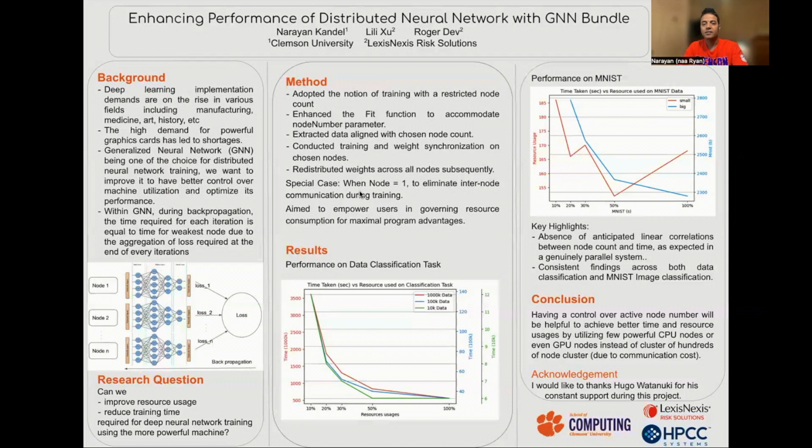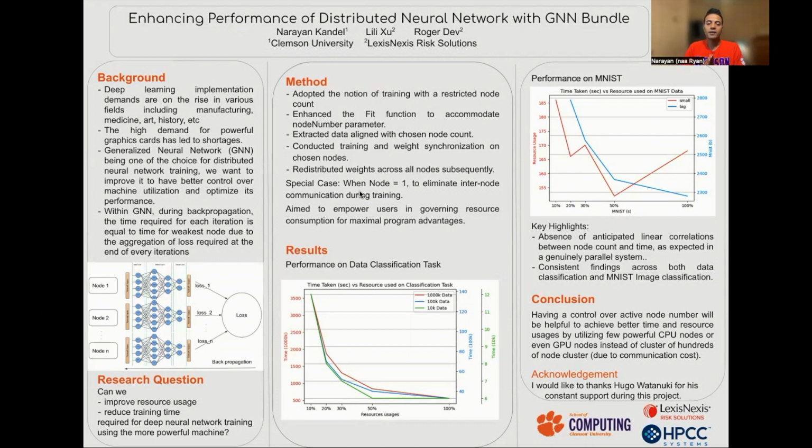The results of our experiment are shown in two plots. The first plot shows the performance on a data classification task. In theory, when we halve the resources, we expect the execution time to go up by 2 times, but that does not happen normally, because in a parallelized system there are 2 times: one is serial time and another is parallel time. When we add resources, we only improve the parallelized time; we can only break down the parallelized time, not the serial time.